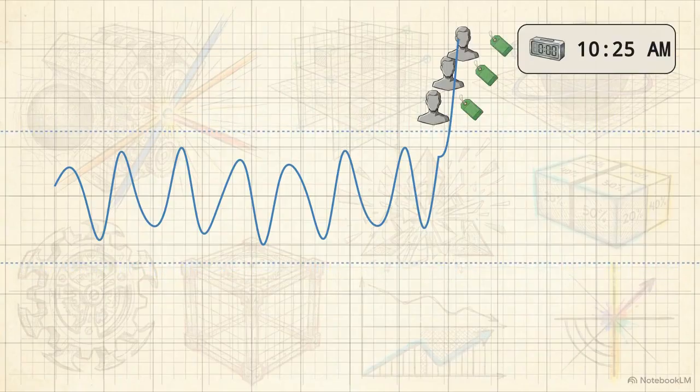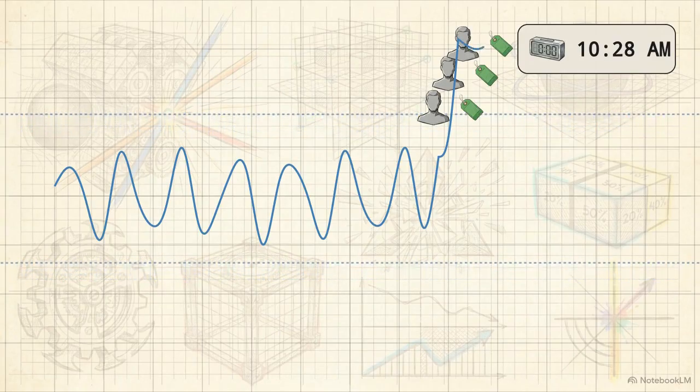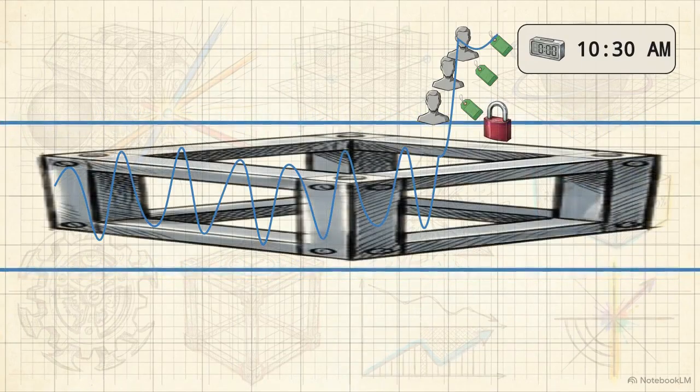Then comes the Warden sweep. The exact second the clock strikes 10:30, the buying algorithm shuts off. The cage locks, and the price immediately collapses back inside. The auction failed. Every retail trader who bought the 10:25 breakout is now trapped outside a concrete wall.